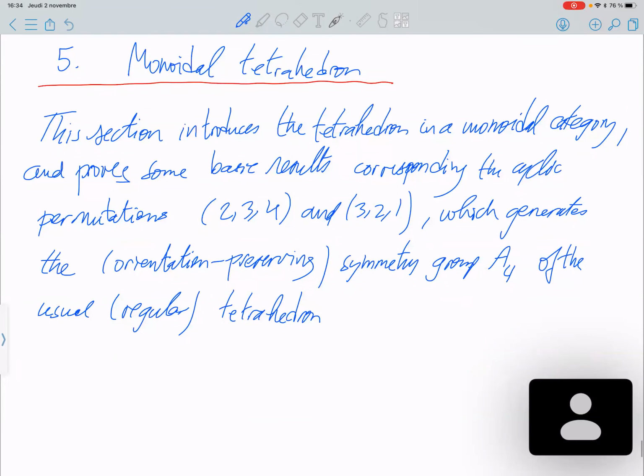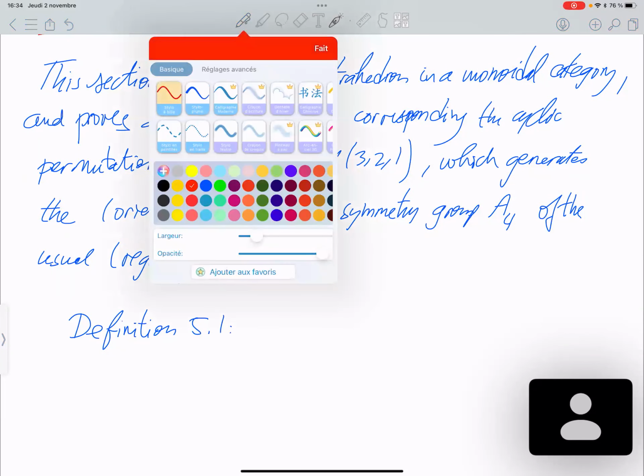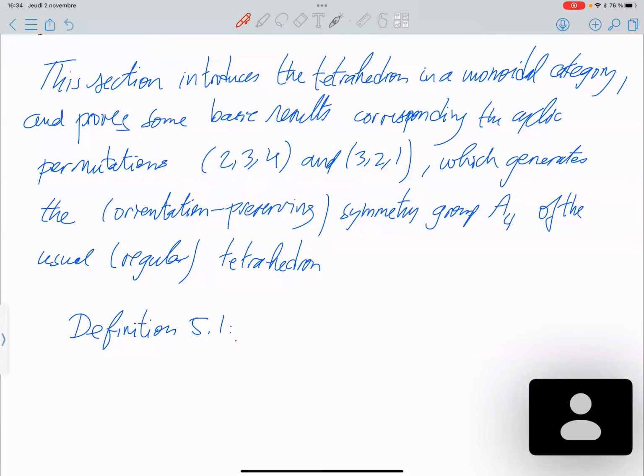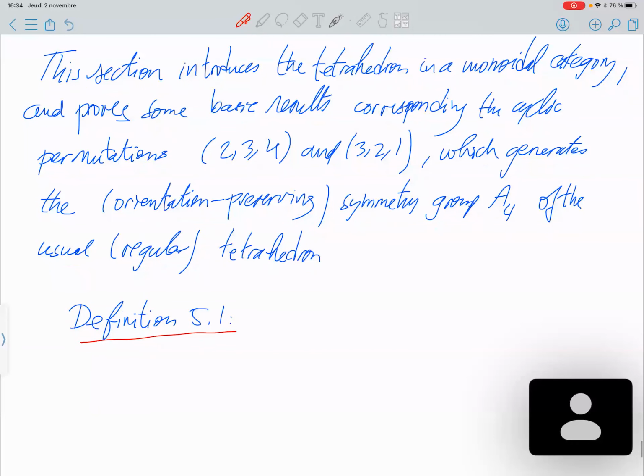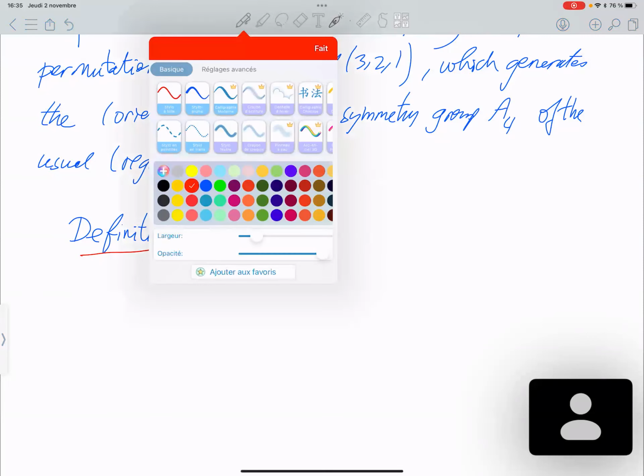So, okay. Definition. As I said, this definition will not be the definition of the monoidal tetrahedron. The definition of monoidal tetrahedron will be definition 5.4. We have one definition, one lemma, one remark, and then the definition of monoidal tetrahedron, which should be given tomorrow. So let's see.